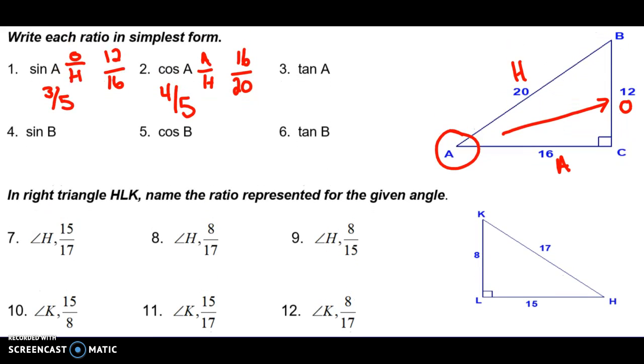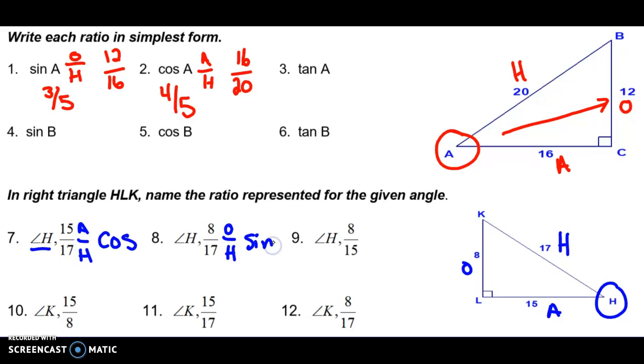For 7 through 12, it's looking at your given angle H. 15 is the adjacent, 8 is the opposite, and 17 is the hypotenuse. So if you're given 15, which is the adjacent, and 17, which is the hypotenuse, which one would you use, sine, cosine, or tangent? This represents cosine. If I had 8 over 17, 8 is the opposite side, and 17 is the hypotenuse. So this ratio represents sine.